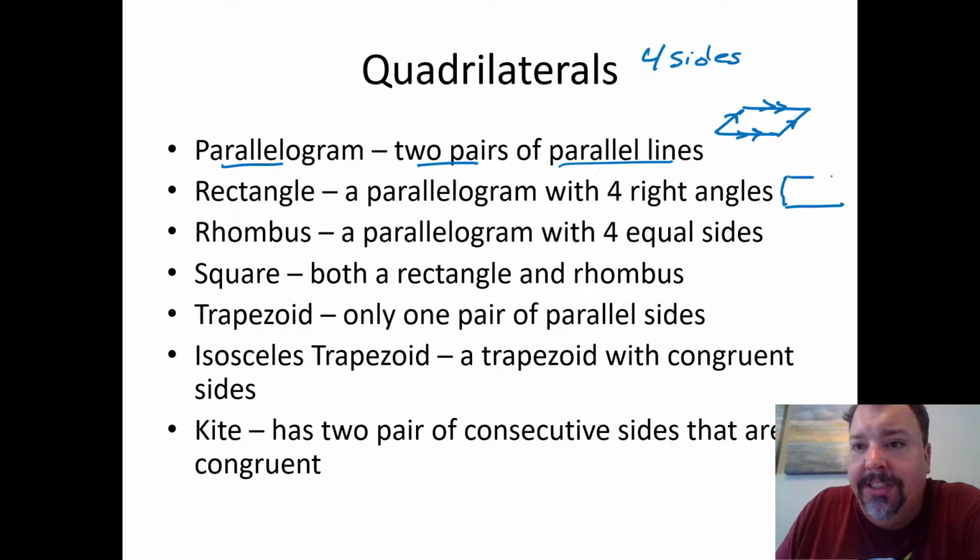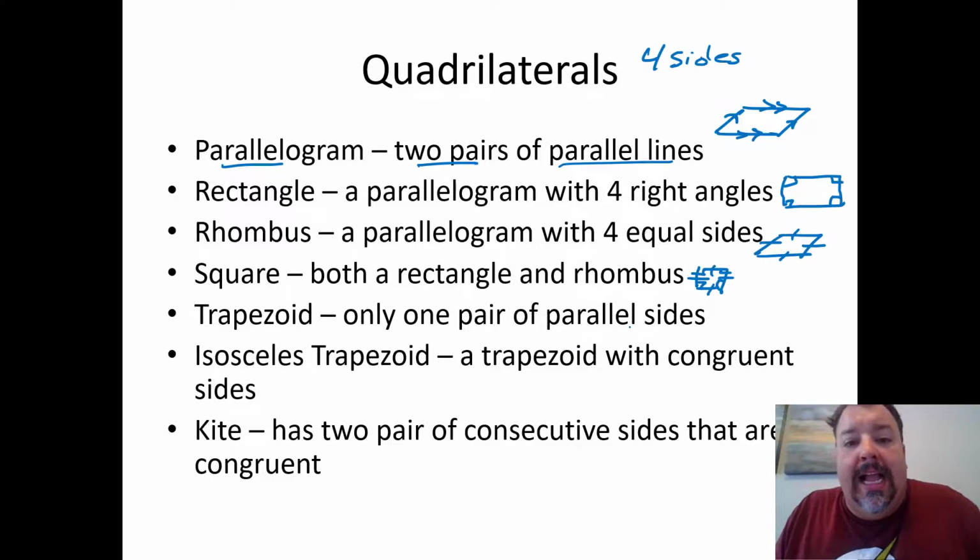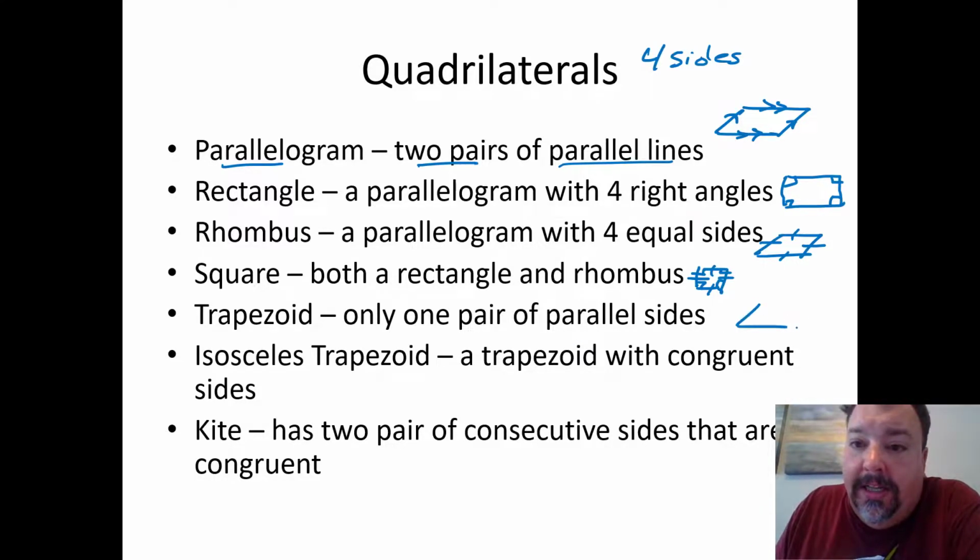A rectangle is a parallelogram with 4 right angles. So we get a little bit more specific here. Rectangles have 4 right angles, so you're going to see the little boxes in those. A rhombus is a parallelogram that has 4 equal sides. You're going to notice a rhombus when you see the dashes on the sides. And a square is both a rectangle and a rhombus, so it's got 4 equal sides and 4 equal angles. A trapezoid has only 1 pair of parallel lines.